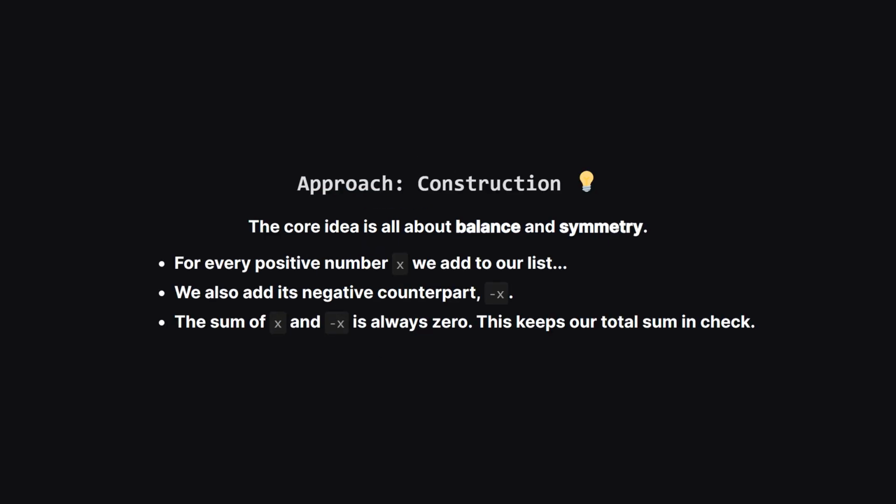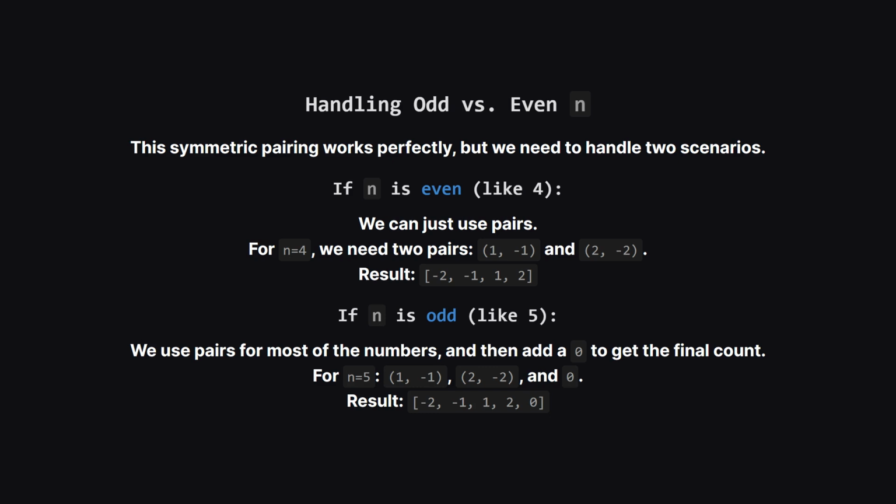So, the general strategy here, which we can call a construction approach, is built on this idea of symmetry. For any number we decide to put in our list, we'll also put its negative version in. This guarantees that they'll cancel each other out, keeping our running total at 0. This leads to a really clean way to handle any n.